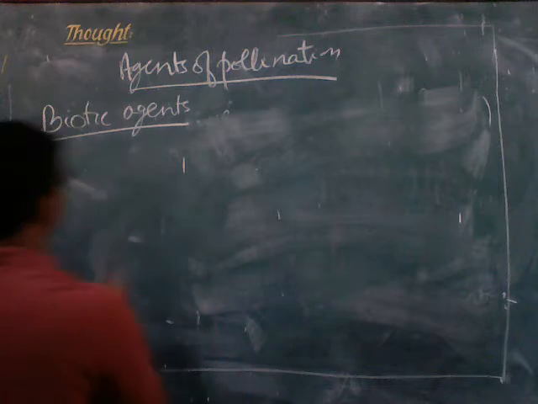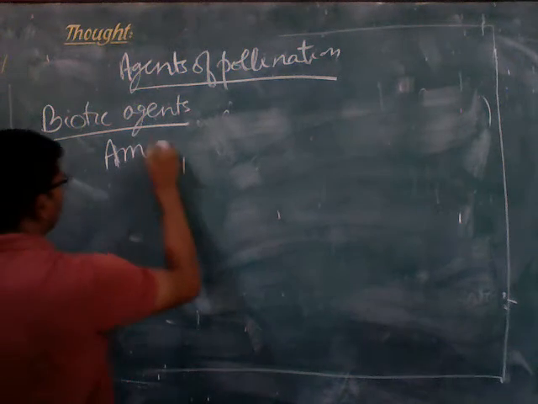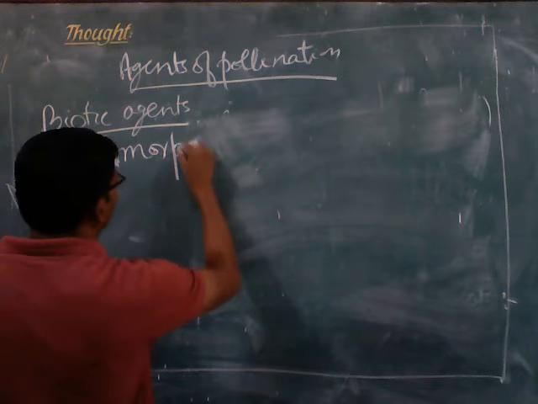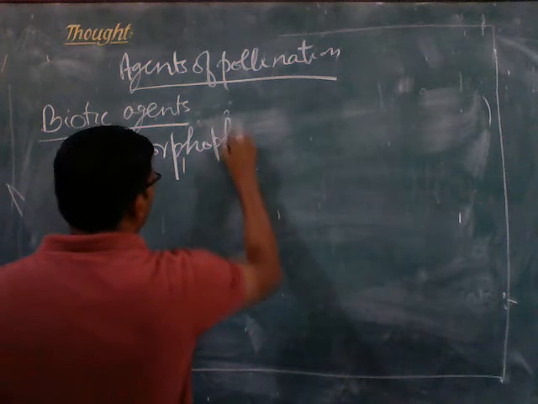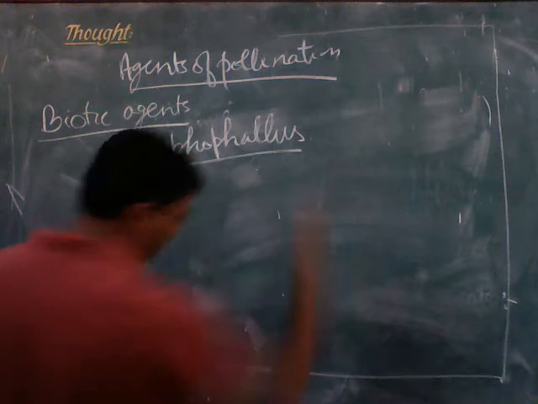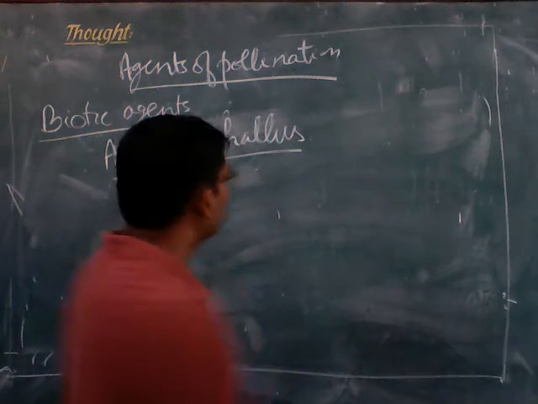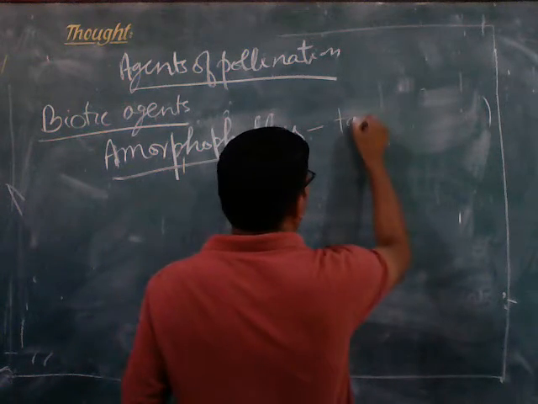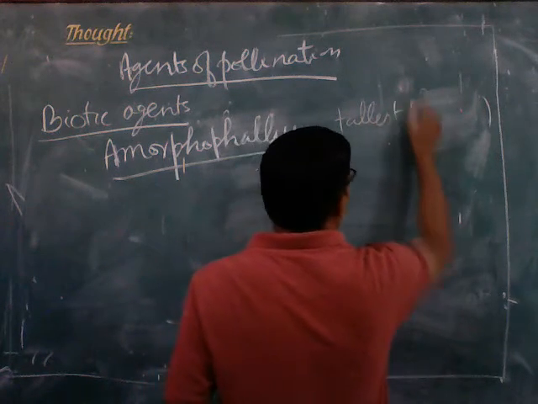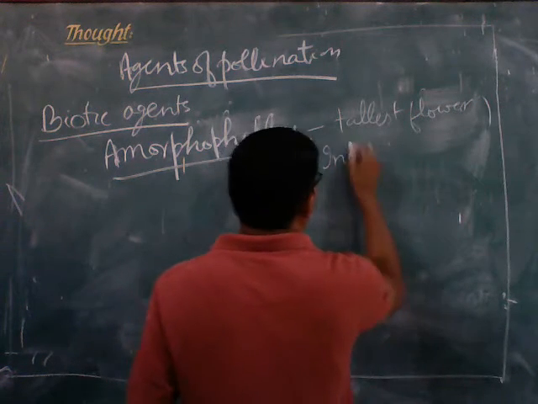There is a very famous flower, and you must remember its name because it has been asked many times in competitive examinations. Its name is Amorphophallus. This is the biological name. So what is Amorphophallus? It's a stalkless flower organ, and it is actually an inflorescence.